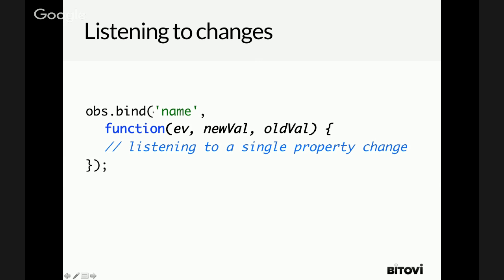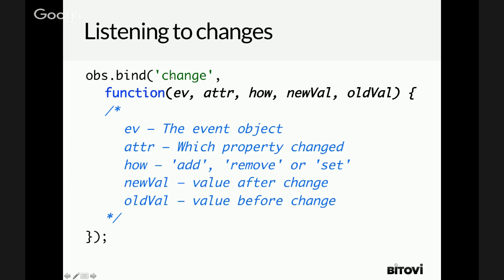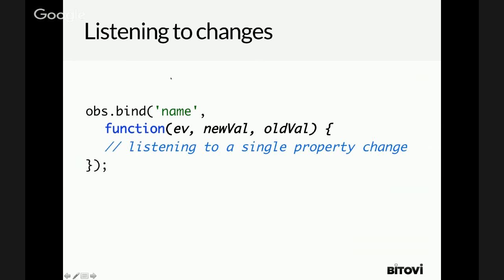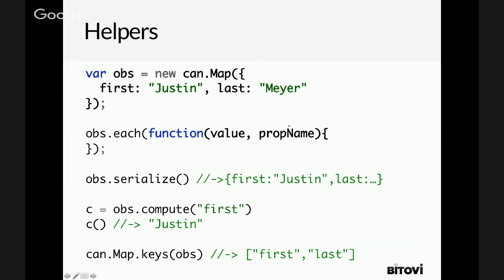named events. So what I can do is say, I want to listen to when the name property of this observable changes. You might have noticed you probably shouldn't have any can.Map. You can't have a property called change. Don't do that. Things go bad. But other property names are pretty much valid. So if I had a name property, I could listen to when that changes its value, and I would get back its new value and old value whenever it changes.